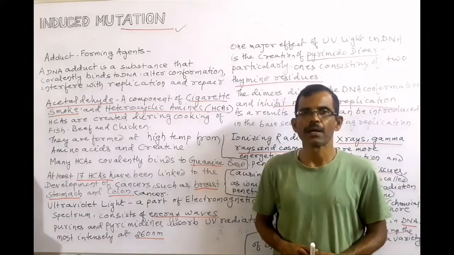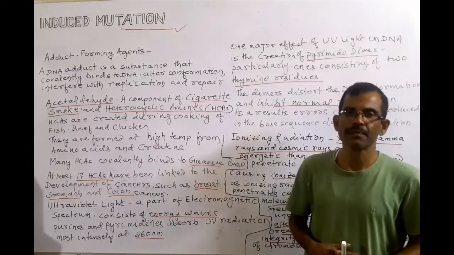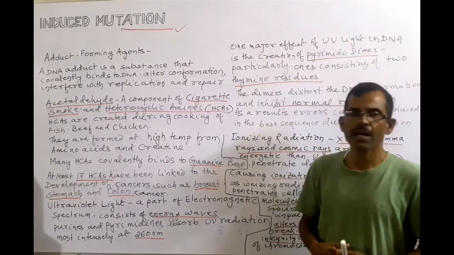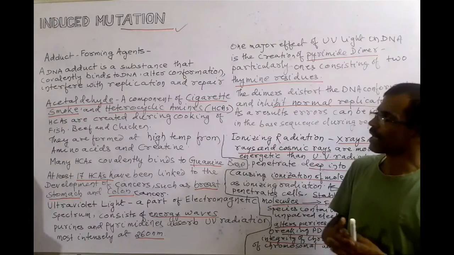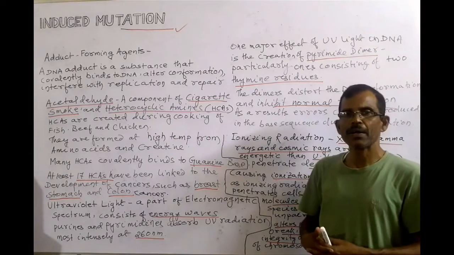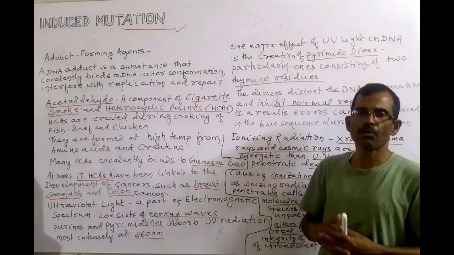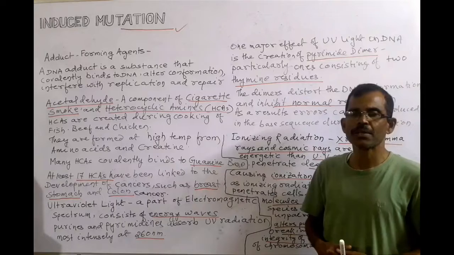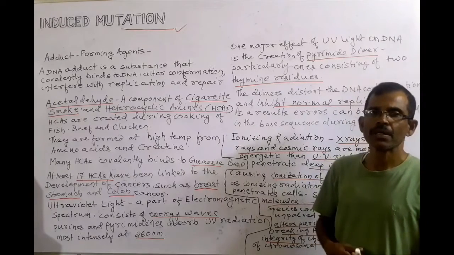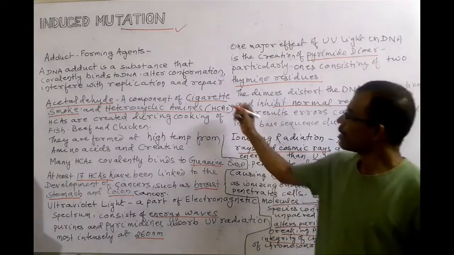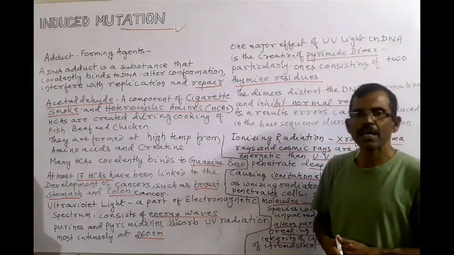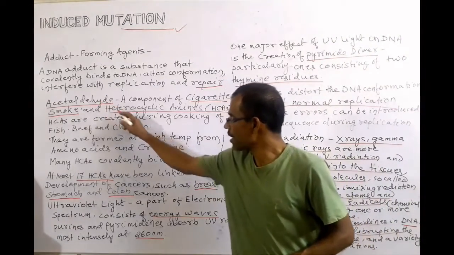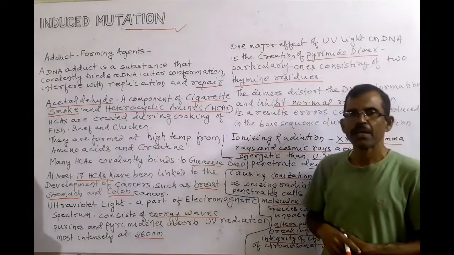Friends, we are discussing about induced mutation. Another group of chemical that cause mutation are known as adduct forming agents. A DNA adduct is a substance that binds covalently with the DNA and alters its conformation that interferes with DNA replication and DNA repair. Examples of adduct forming agents are acetaldehyde and heterocyclic amines.